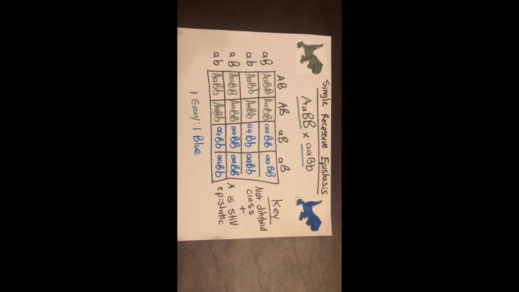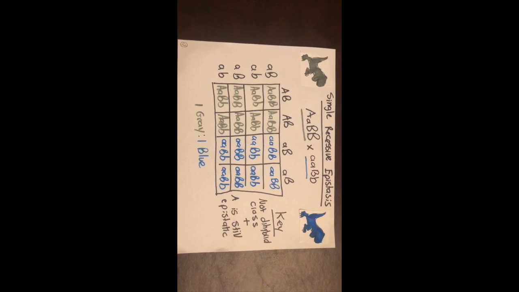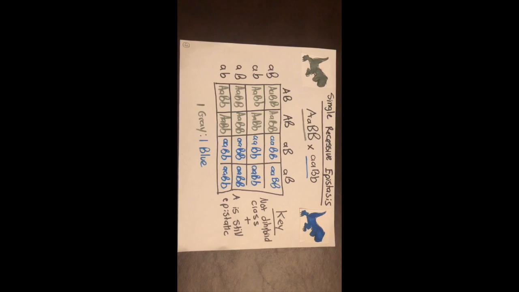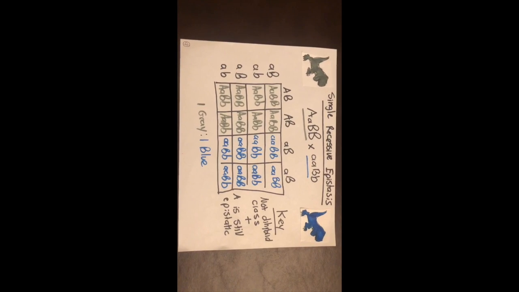Now we're looking at an example where this epistasis does occur, though not in a dihybrid cross. As a result, the 9 to 3 to 4 ratio from the previous example is no longer valid. In this case, we're looking at big A, big A, big B, big B mating with little a, little a, big B, little b. This will be a gray dino crossing with a blue one.